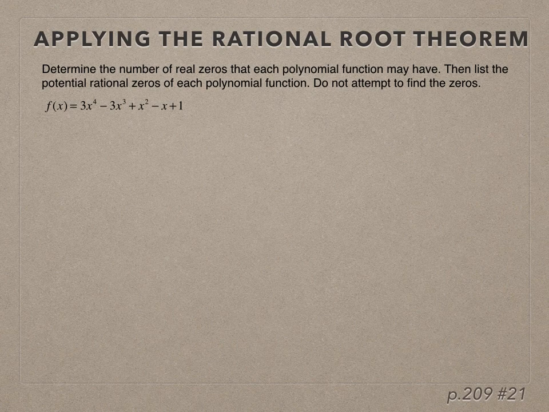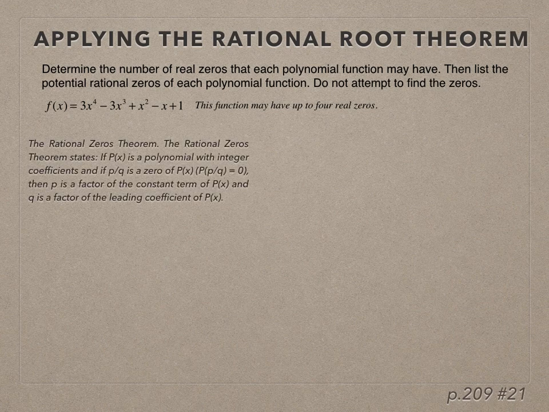F of x equals 3x to the fourth minus 3x to the third plus x to the second minus x plus 1. Determining the number of real zeros that each polynomial function may have, the function may have up to 4 real zeros. The rational root theorem states that if p of x is a polynomial with integer coefficients like this one, and p over q is a zero of that polynomial function, then p is a factor of the constant term and q is a factor of the leading coefficient.